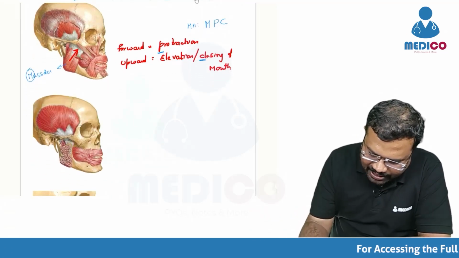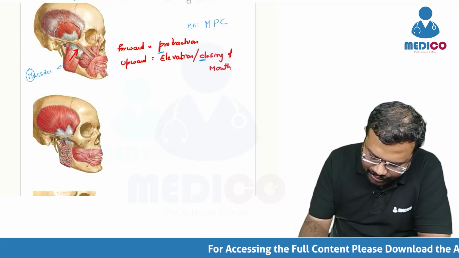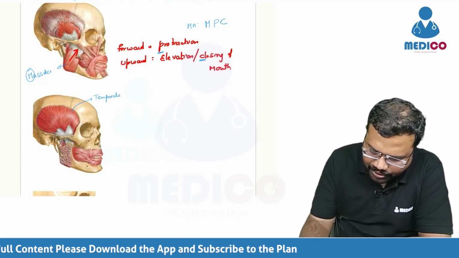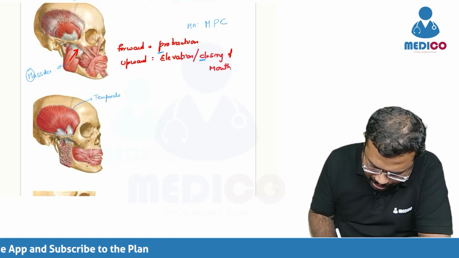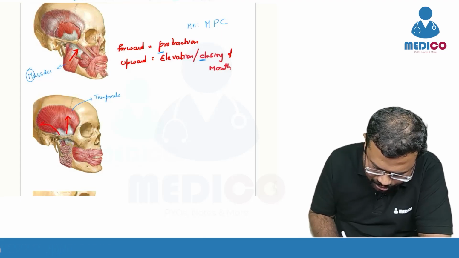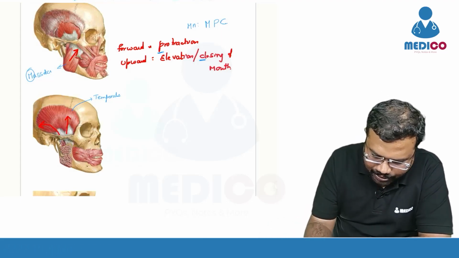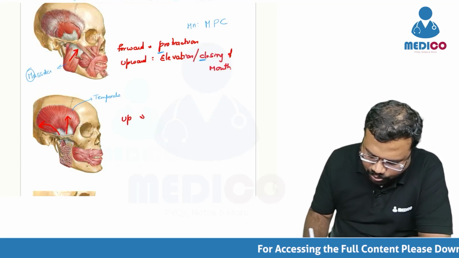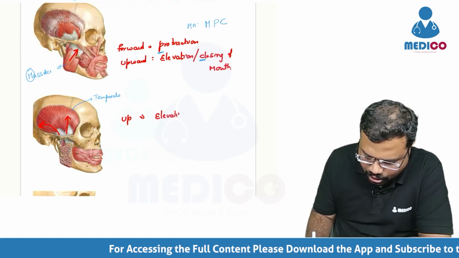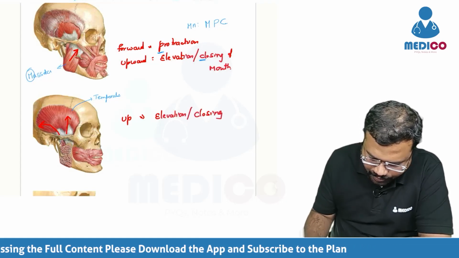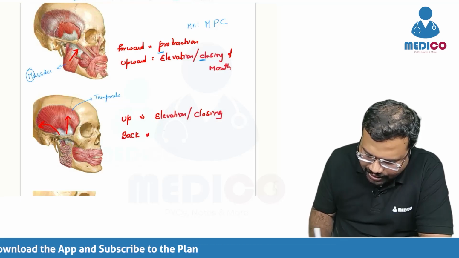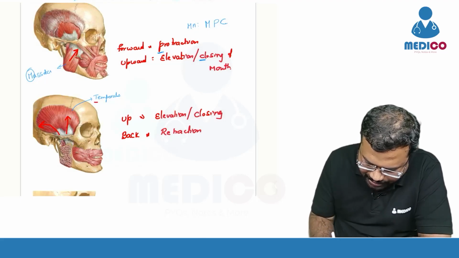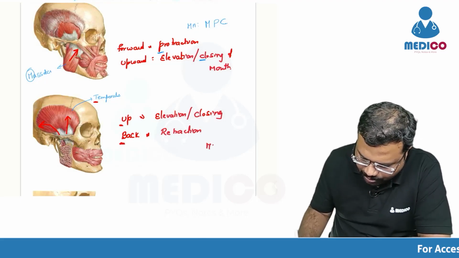Next muscle of mastication is the temporalis muscle. Look at the fibers' direction. The majority of fibers are directed upward, but some fibers, the posterior fibers, are directed backward. The upward movement of the fibers is called elevation, also called closing of mouth, and the backward direction is called retraction. So just remember the mnemonic here as TUB.